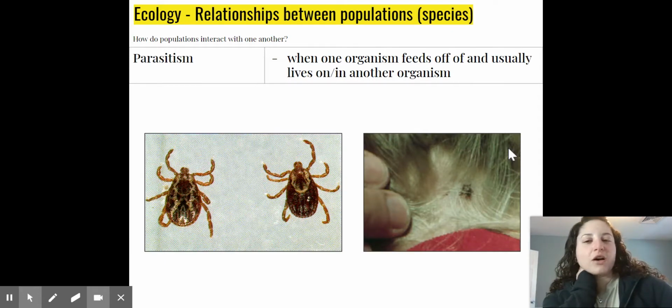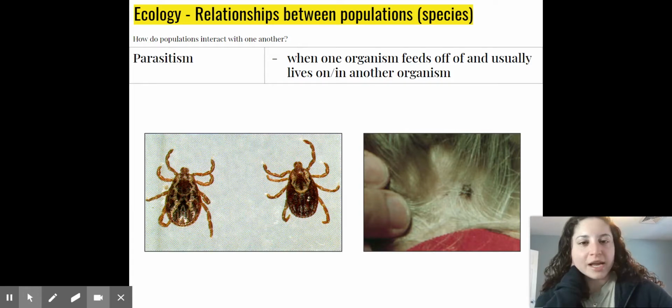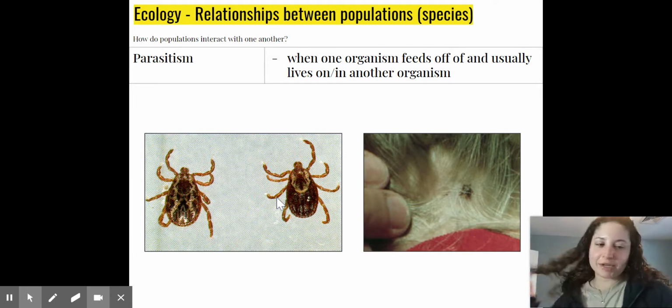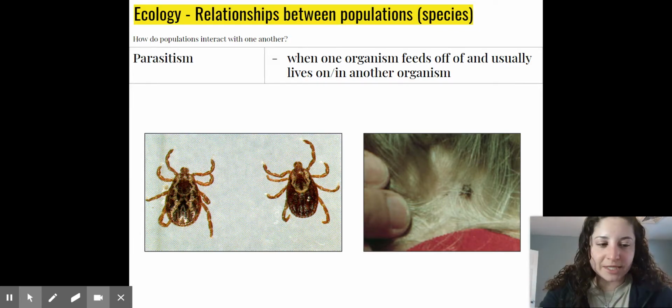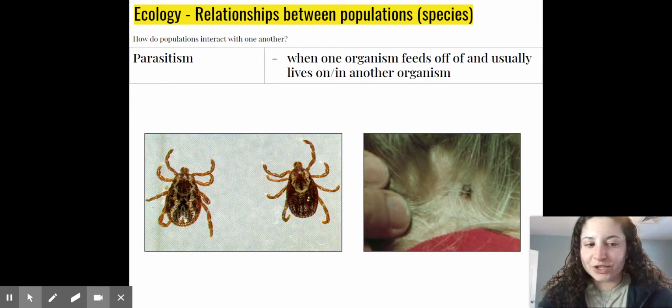You can have what is called parasitism, or you might have had a parasite before. And this is when one organism feeds off of and usually lives on or in another organism. So a great example of this is a tick, especially in the summertime. Ticks will attach themselves to our skin and burrow into our skin to feed off of our blood. So they'll live kind of in or halfway into our skin and eat our blood to sustain themselves.